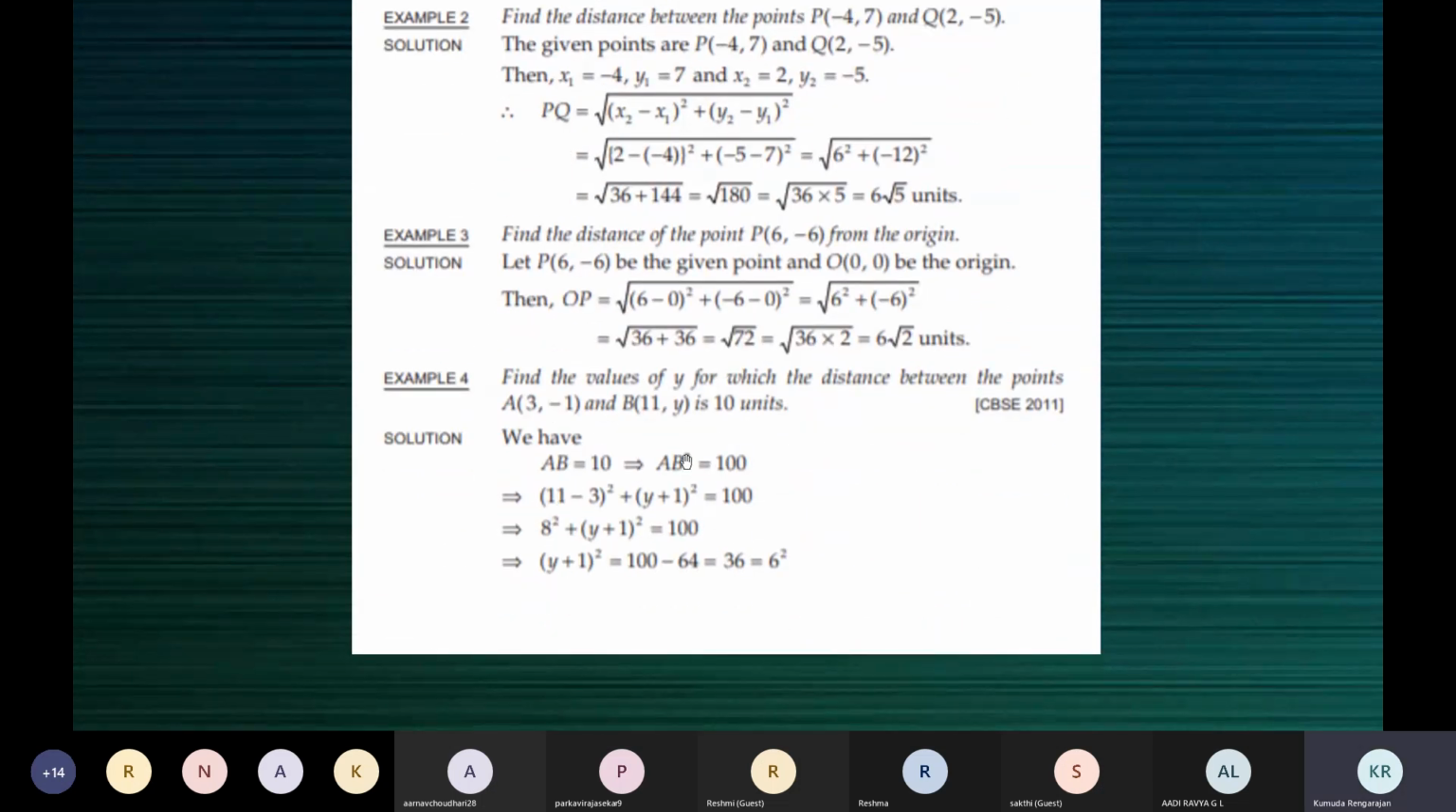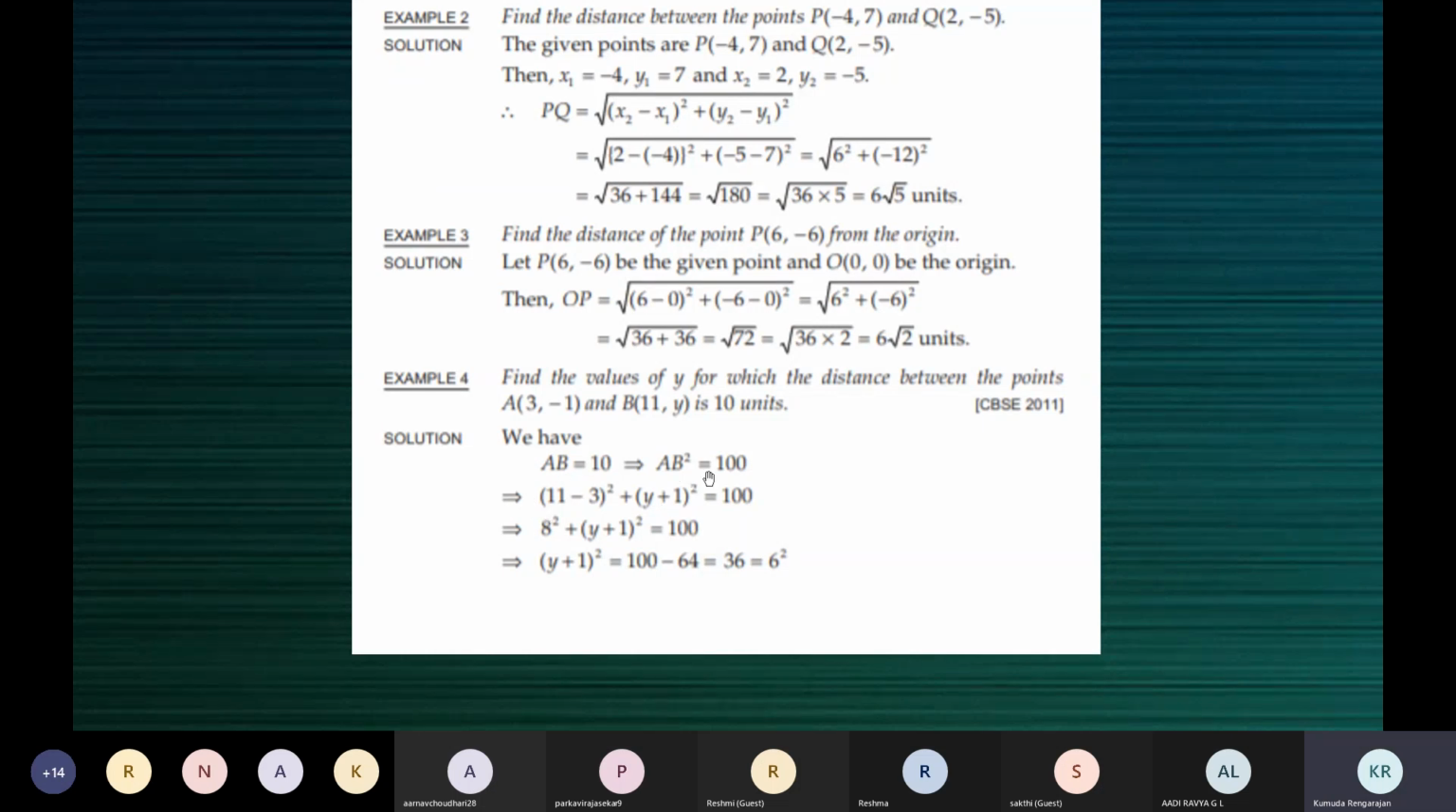Without the square root. See here, AB square is what you see here: 11 minus 3 the whole square plus y minus 1, so y plus 1 the whole square. This is the distance formula, children. This is the distance formula.